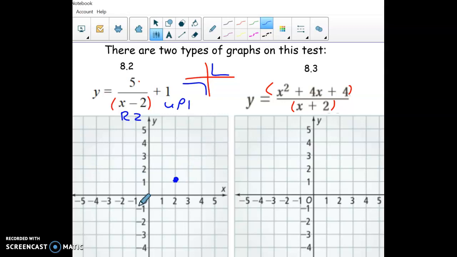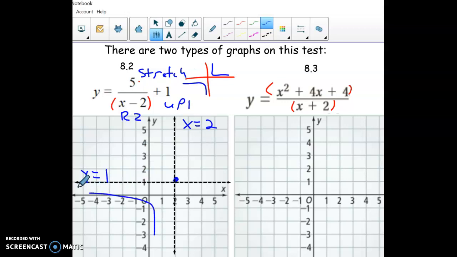And then draw in my asymptotes through that point. So we have x equals 2 as our vertical one and y equals 1 as our horizontal one. And then I'm just going to draw this shape, and then I'm going to draw it stretched a little bit because of the 5. Because it's a 5 on top instead of a 1, I'm just going to draw it stretched a little bit. Right? And no holes or anything in this one, just draw it like that.